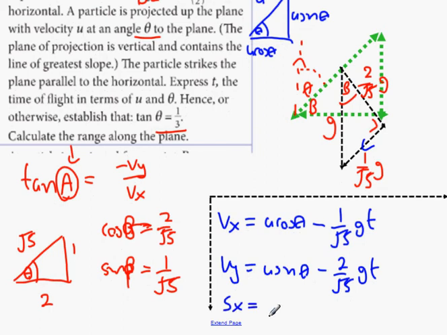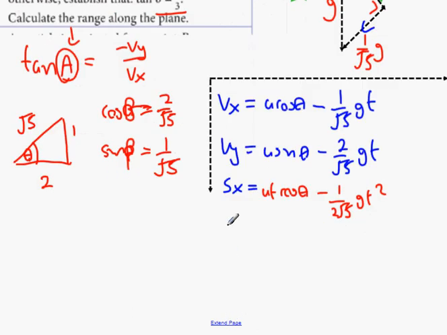Next one. Add a t on and you get s x equals u t cos theta, take away a half, add a t on, 2 over root 5 g t squared. s y equals u t sine theta minus, half of that, 1 over root 5 g t squared. Okay.